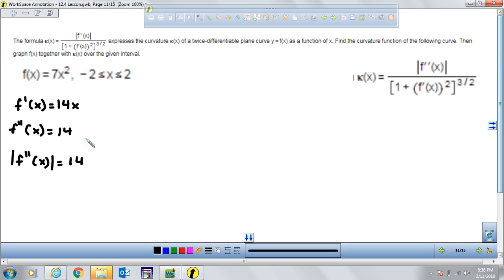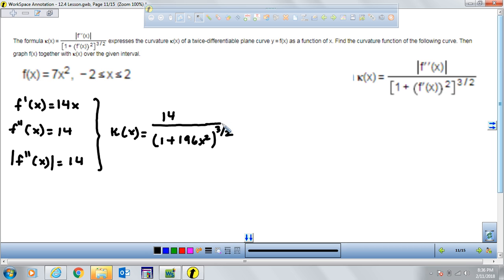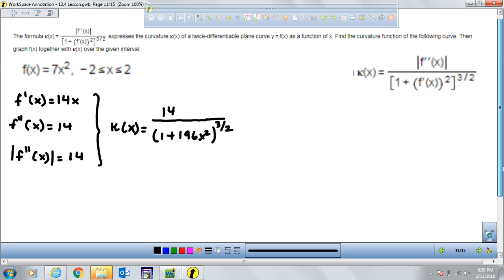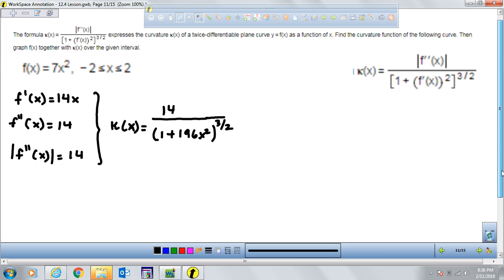Okay, so we got all the information we need. To find the curvature in terms of x, the magnitude of the second derivative, which is 14, divided by 1 plus the first derivative squared, 14x squared, which is 196x squared, and everything raised to the 3/2. This gives us the function of how the graph is curving at any given value of x along the parabola. I'm going to show it to you in the graph next.